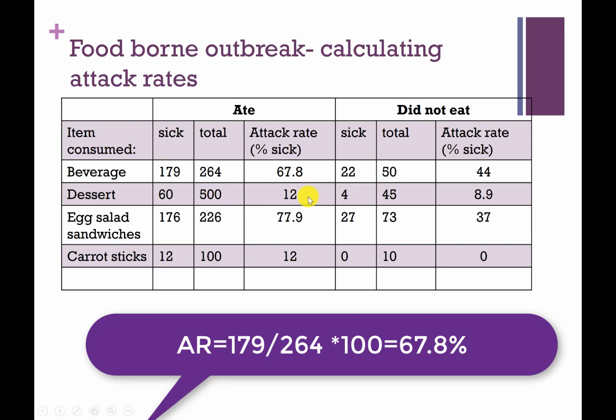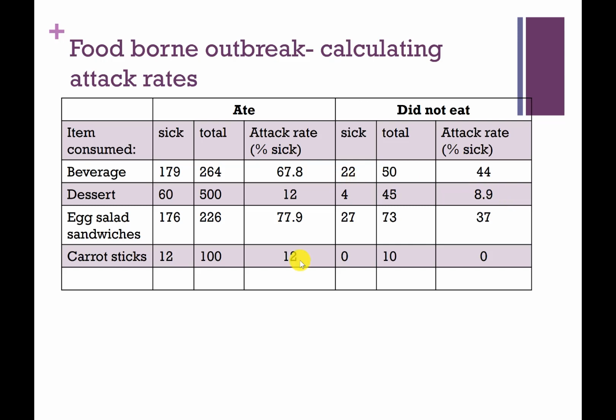Okay, you would do this for every single food item and calculate the attack rate. So apparently here you can see that 67.8% of people who drank the beverage, and 77.9% who ate the egg salad, became ill. I guess that attack rate is very high in comparison with the attack rates that we see for people who did not eat. If we compare beverage and egg salad, I can guarantee you that the majority of people who ate the egg salad also had a drink. So most likely the culprit here would be the egg salad.